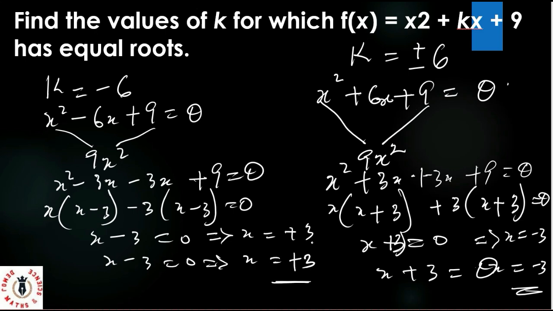So in both instances, when k is equal to either plus 6 or minus 6, it has two equal roots.